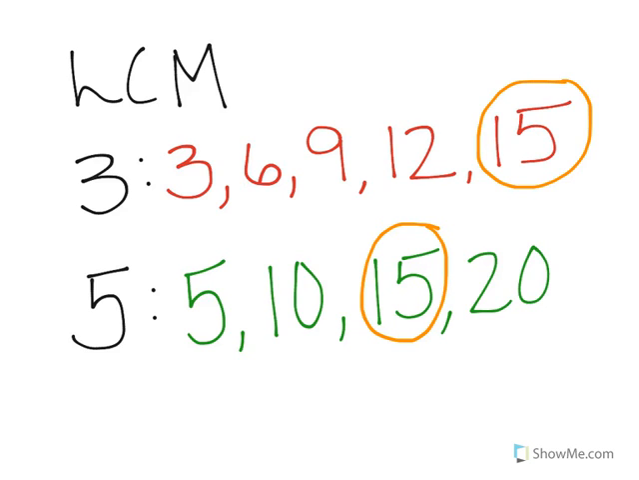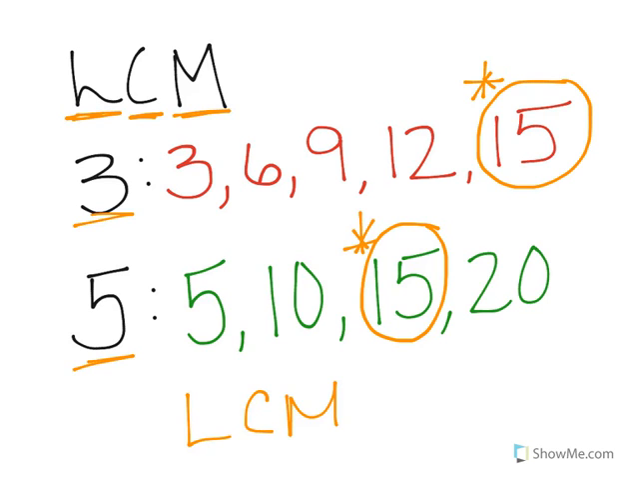Remember, least common multiple means we're looking for the multiples the two numbers have in common, and we're looking for the least number, or the smallest one. I did not have to keep going with my list because I had seen that they both had 15. So the least common multiple of 3 and 5 is 15.